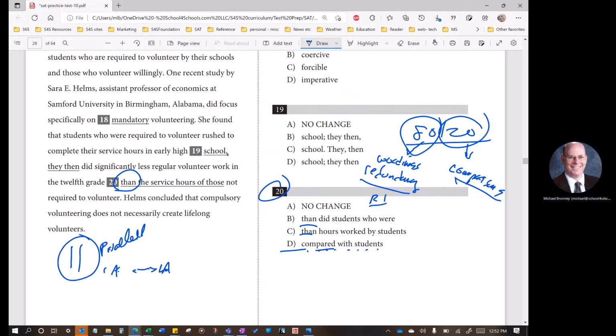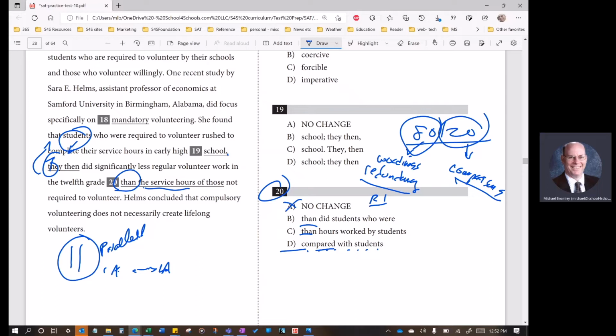So we have they, students, right? So who's the they? Always find the pronoun. Right here is my pronoun. Always attach the pronoun to the antecedent and put the antecedent back in. So students then did significantly less regular volunteer work. So we're comparing the students, what they did in 12th grade, than the service hours. This one is comparing service hours to students, so we get rid of that.